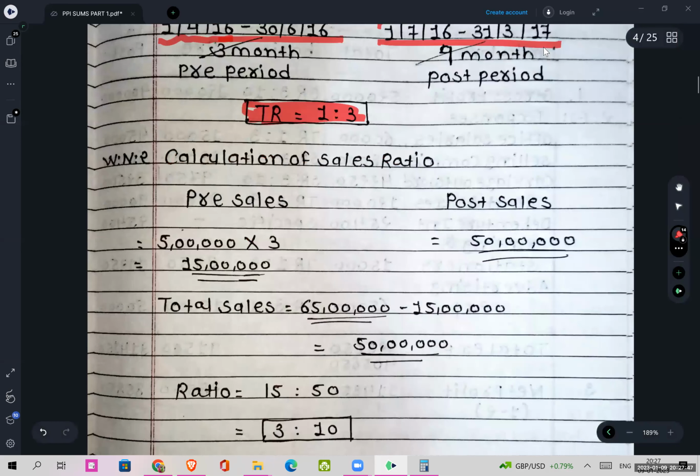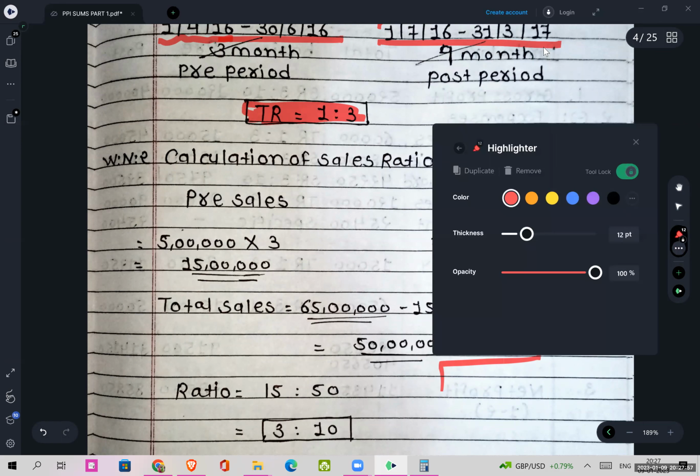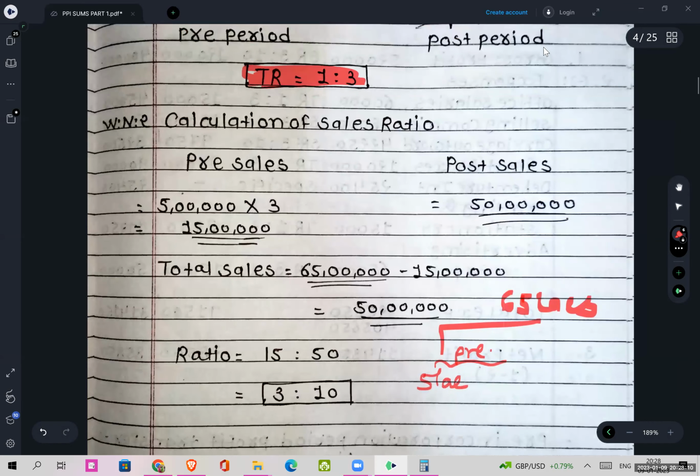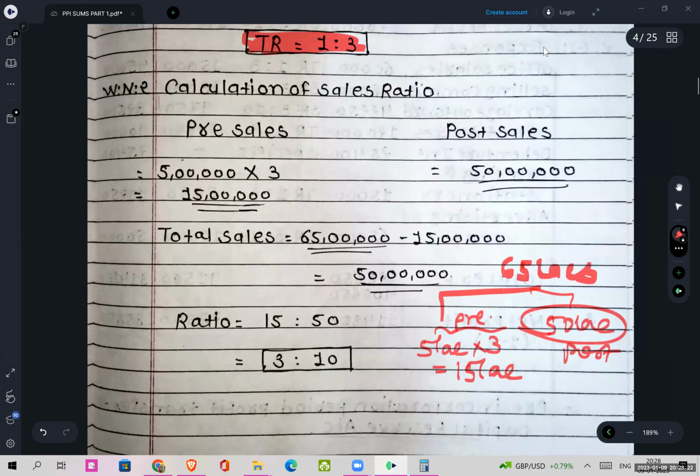ओके, सेल्स रेशियो में उन लोगों ने क्या बोला है? 65 lakhs का टोटल सेल्स है. उसमें से वो लोग बोल रहे हैं, 65 lakhs के सेल्स में से प्री पीरियड सेल्स कितना है? 5 lakhs पर मंथ. और कितने महीने का है प्री पीरियड? 3 months का है, तो ये हो गया 15 lakhs. तो बाकी का जो बच गया 50 लाख, वो क्या है? पोस्ट पीरियड सेल्स है. ओके, तो मेरा रेशियो कितने का बनेगा?